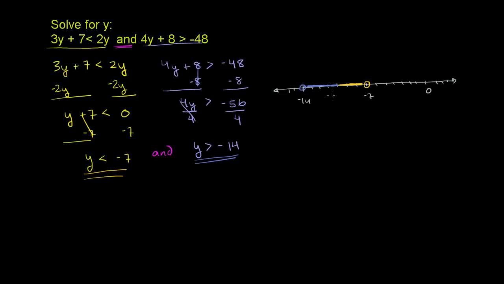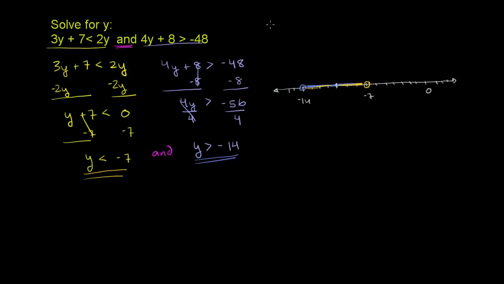And if you didn't have this other constraint, you would keep going. But the y's that satisfy both of them are all of the y's in between. These are the y's that are both less than negative 7 and greater than negative 14. And we can verify that things here work. So let's try some values out. A value that would work, well, let me just do negative 10, which is right here. That should work. So let's try it out.